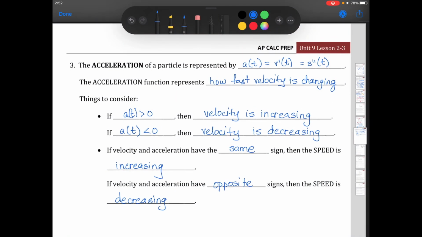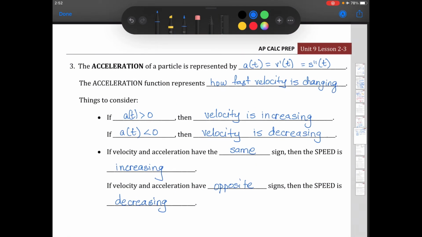So the third thing that I want to talk to you about was the acceleration. Remember, acceleration is the first derivative of your velocity and second derivative of your position function. So the acceleration of a particle is represented by a of t, which is v prime of t equals s double prime of t. The acceleration function represents how fast velocity is changing, or the rate at which velocity is changing. And things to consider: if your acceleration is positive or greater than 0, then velocity is increasing.